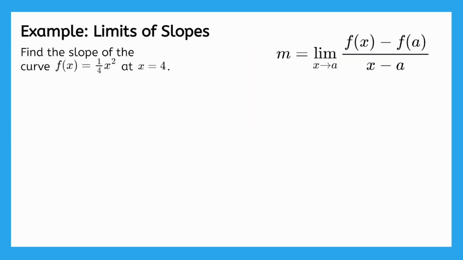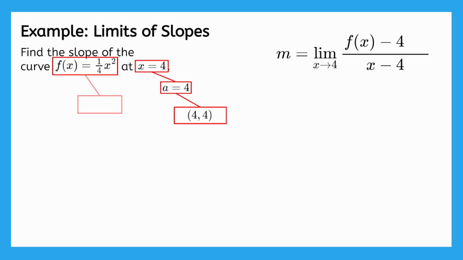Let's practice using this definition by returning to the pre-video activity. If we want the slope of the curve at x equals 4, then 4 is the specific value a. We've already evaluated and found that point to be (4, 4). Our other point needs to move along the curve, so instead of evaluating, we just leave the function as is. Now to calculate. Try finding this limit on your own, then come back for the answer.